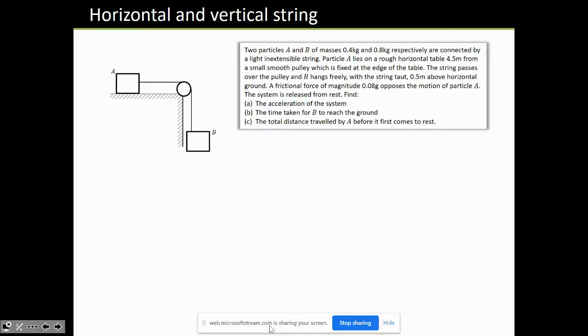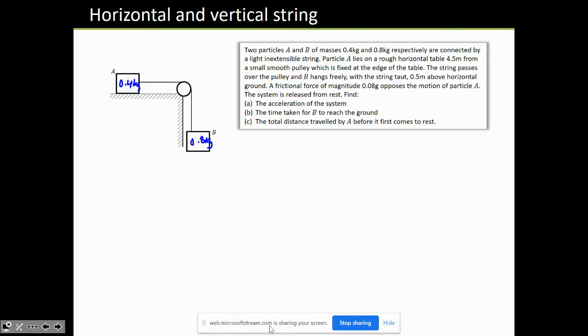So here we have a case of a pulley system where we have one string that's horizontal and one string that's vertical. So let's go through this question. Two particles A and B of masses 0.4 and 0.8 kilograms respectively. So A is 0.4 kilograms and B is 0.8 kilograms.